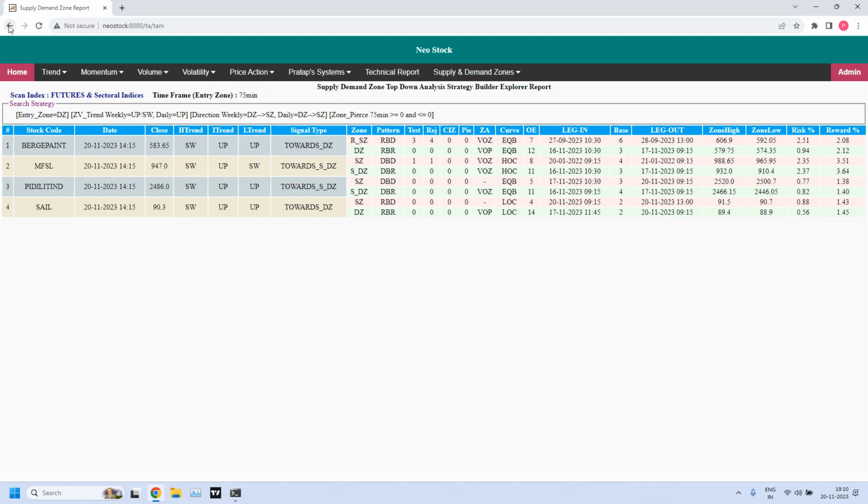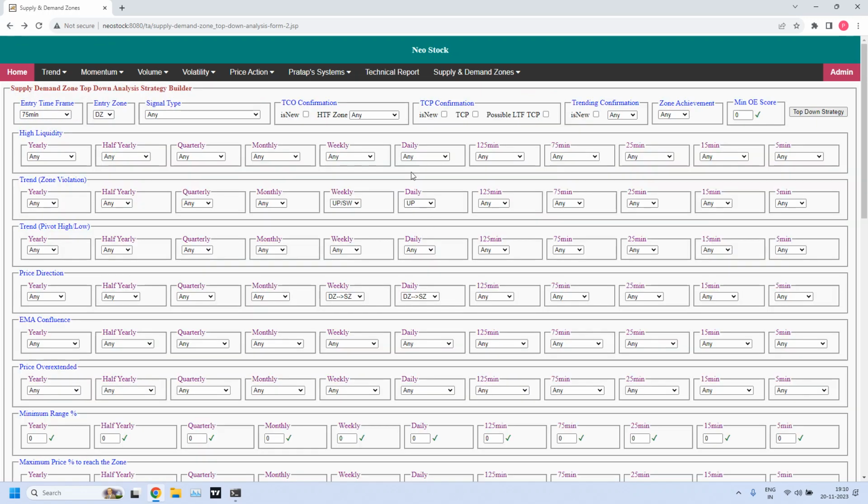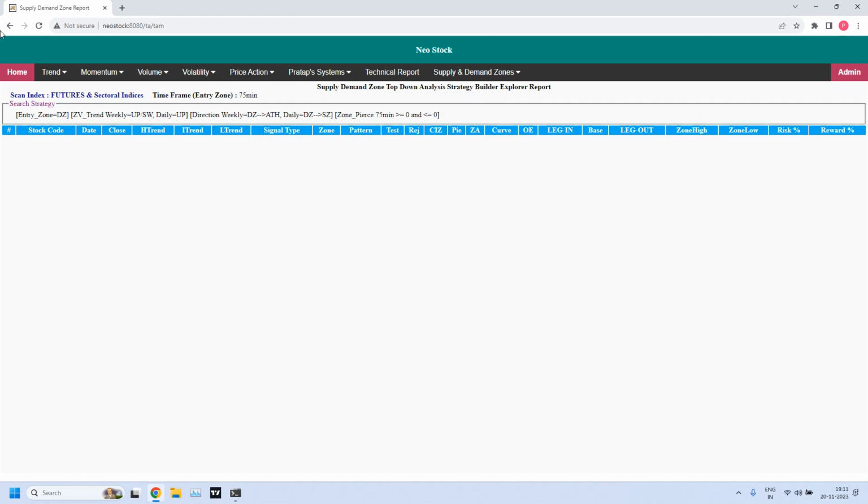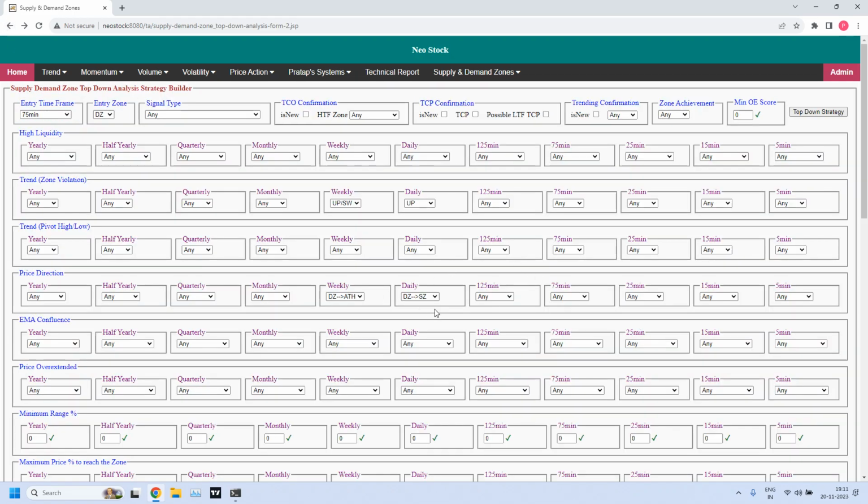So let's go back. Let us select the next condition for bullish setup. What is the next condition? This time the weekly prices are moving from demand zone to all-time high. But daily supply zones are there, demand zone to supply zones. Let us generate. So no stocks. So there are no supply zones. Now let us select a demand zone to all-time high, daily time frame.